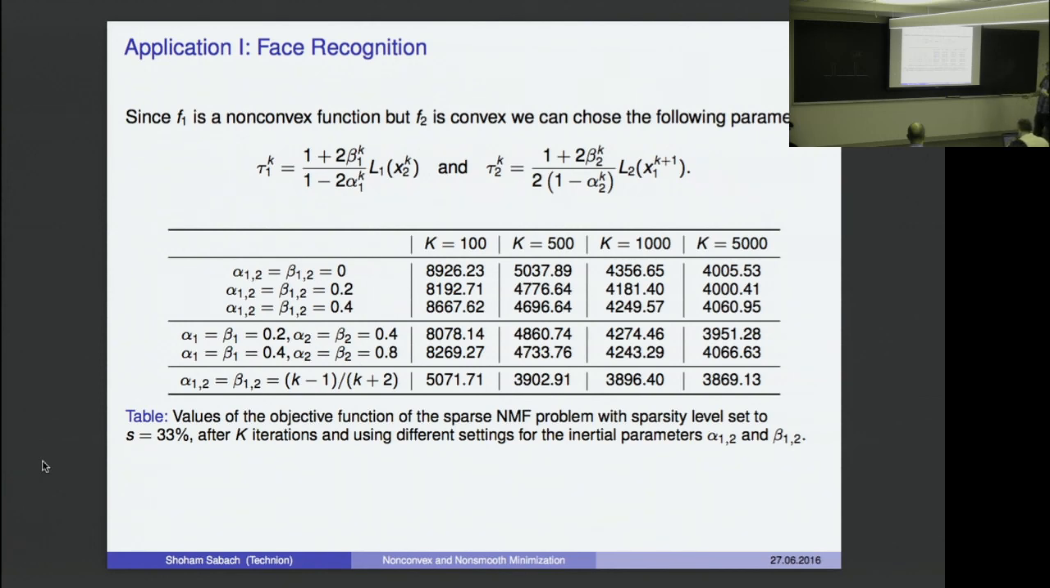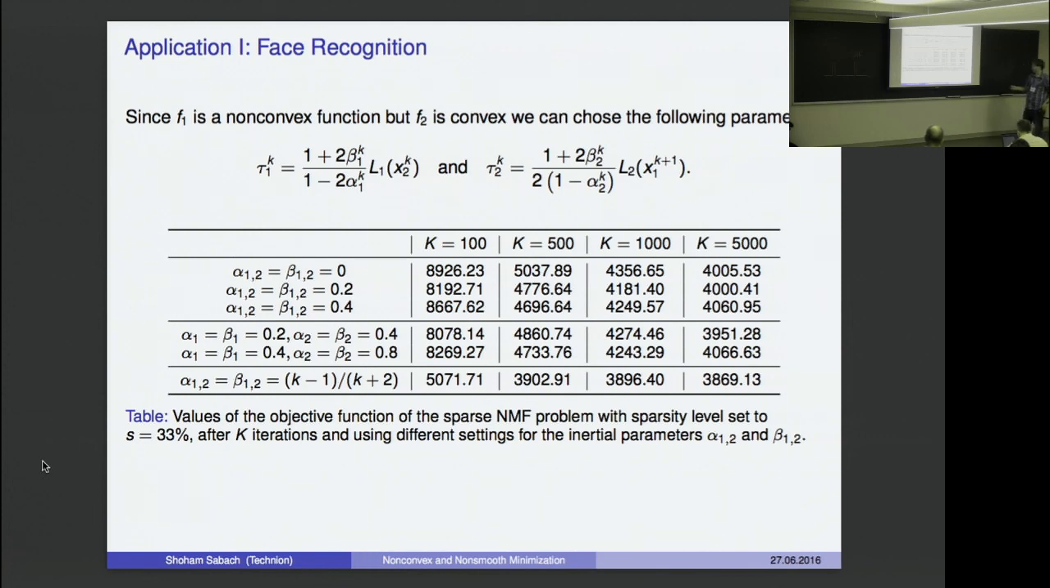In the second option, we also took fixed parameters, but here, since the second block is convex, we can take double parameters. And then you can see, if you take them 0.2 and 0.4, again a faster decrease. And if you take them too large, you see again the same phenomenon that you get worse results.